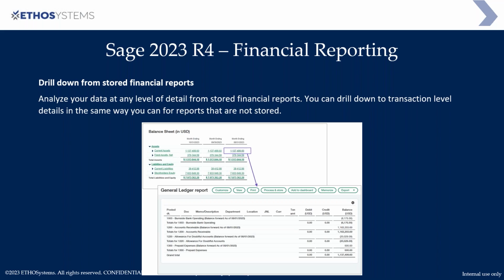Now you have the ability to drill down to the transaction details, just like you would if you were running it currently. So this is kind of cool, because now you can go back and see what made up that number, and you have visibility at that point instead of going in and asking, okay, when was this transaction created? So I would definitely recommend using the stored reports feature. If you need help learning how to use that, please let us know.